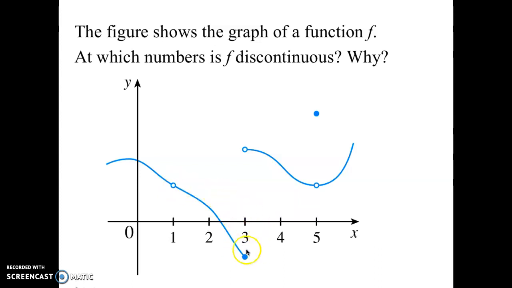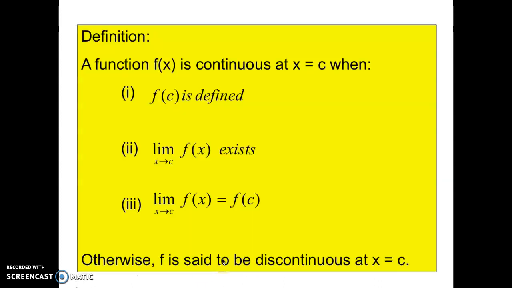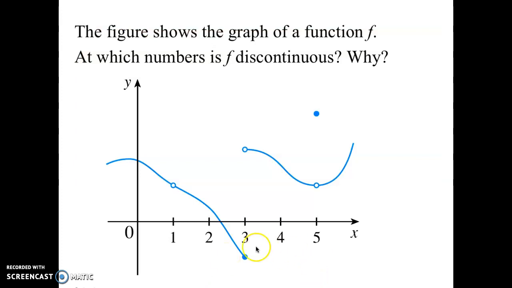Now let's look at x equals 3. At x equals 3, let's go through our definition. Is the value of the function defined? Yes, the value of the function at x equals 3 is this solid dot right down here. Now I don't know what the actual output value is, but it's right here at x equals 3.